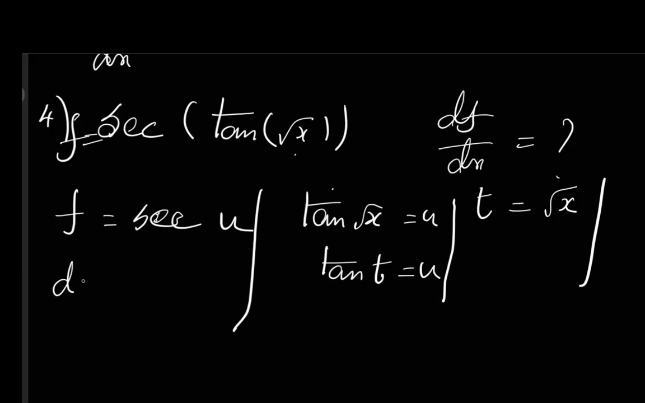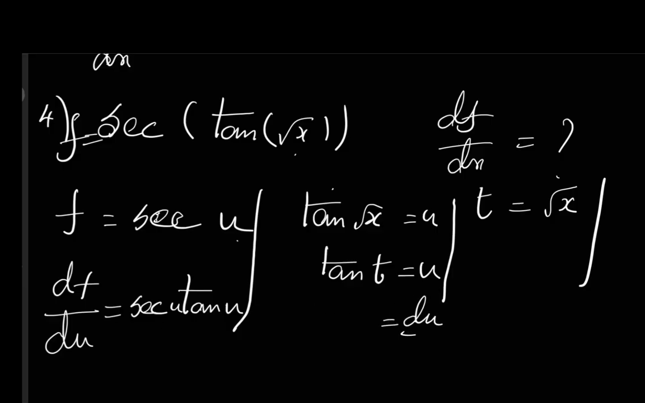So I differentiate f with respect to u. The derivative of secant u is secant u tan u. And du by dt, because u is a function of t: the derivative of tan t is secant squared t.